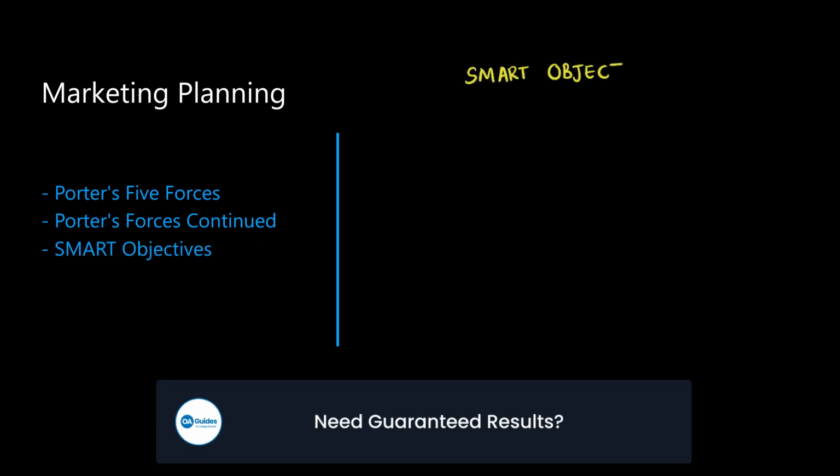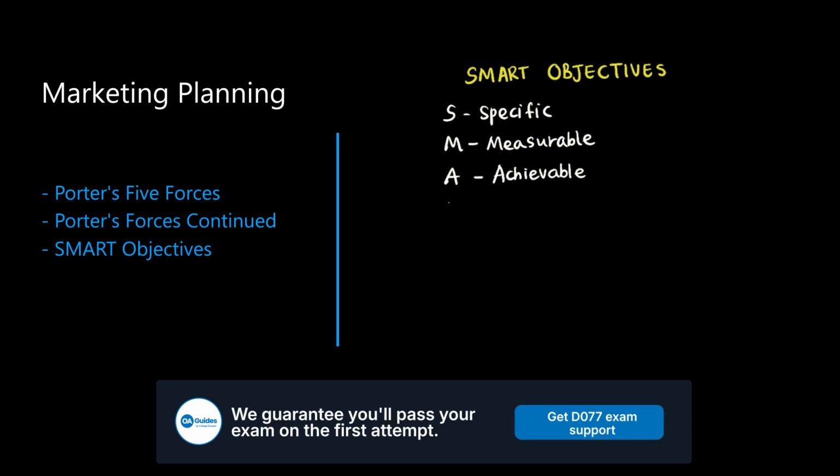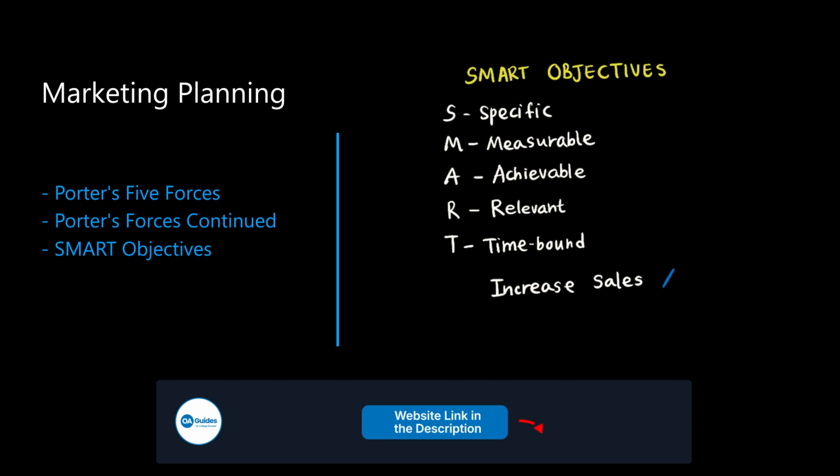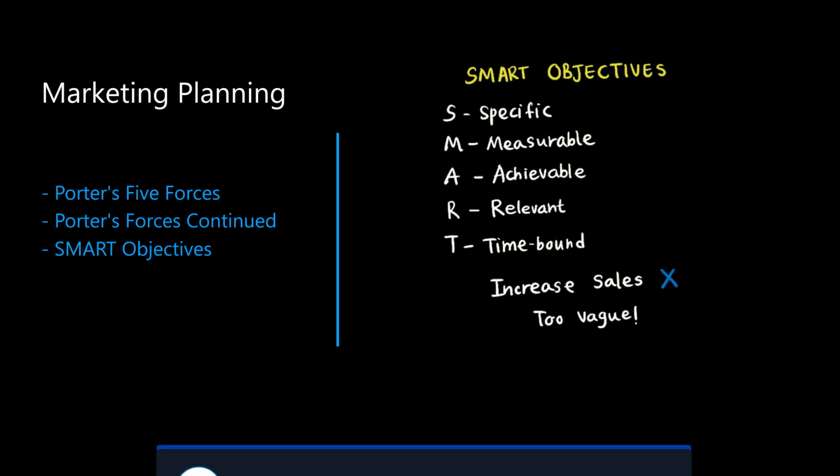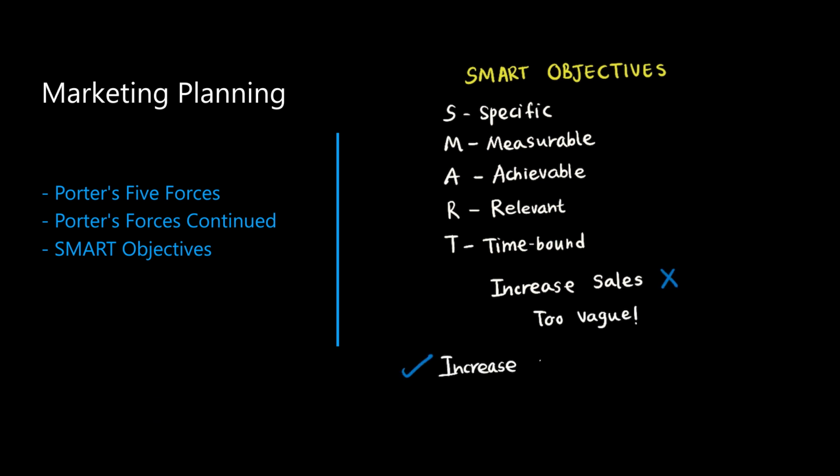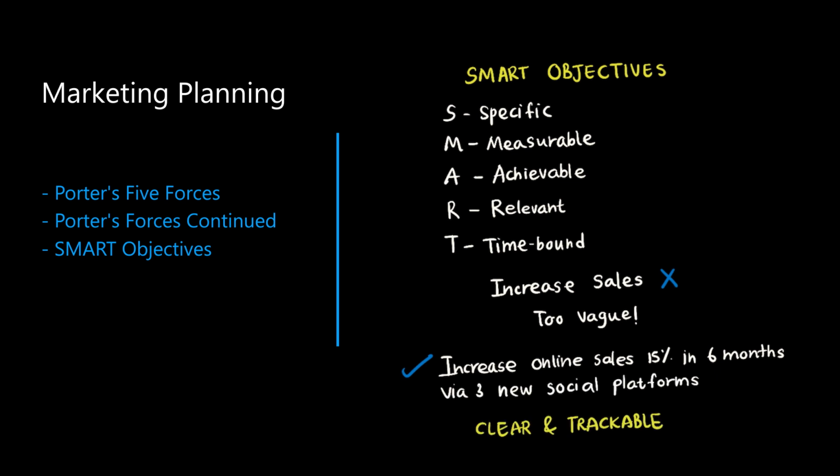Setting objectives using the SMART framework ensures they're specific, measurable, achievable, relevant, and time-bound. Instead of "increase sales," a SMART objective states: increase online sales by 15% within 6 months by expanding social media advertising to 3 new platforms.